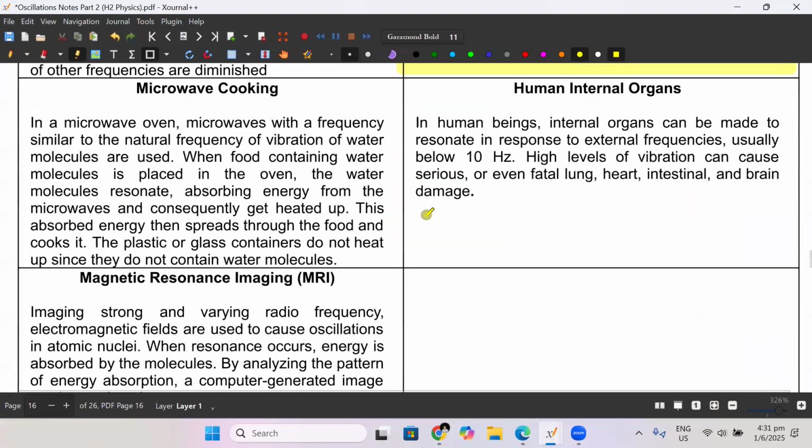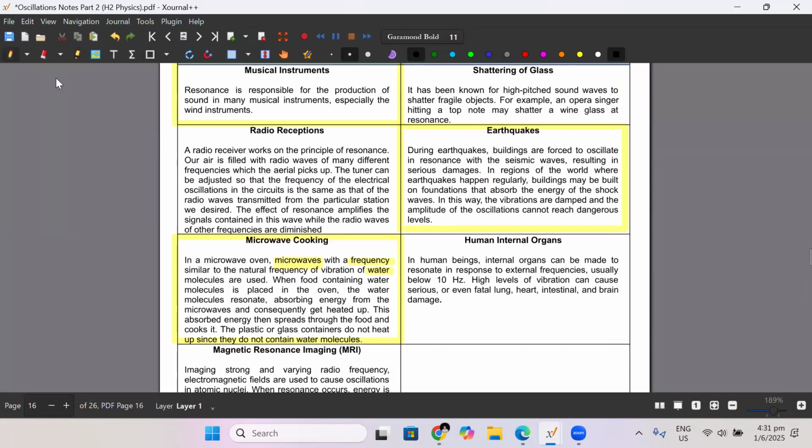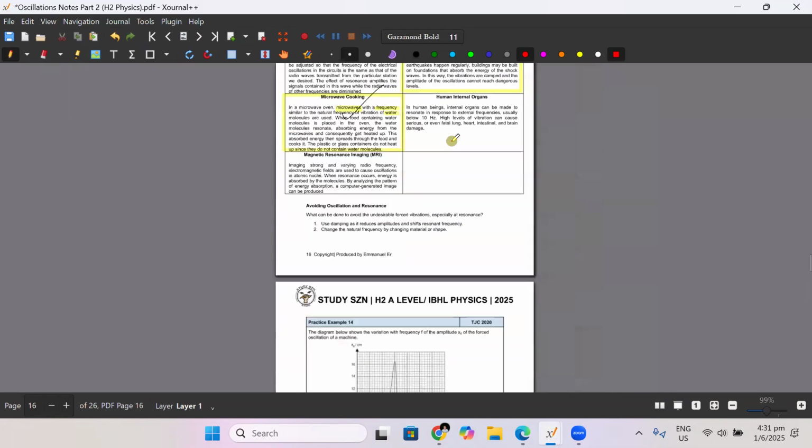You can also remember microwave cooking. Microwave cooking is easy. Basically, you send in microwaves which have a frequency near the natural frequency of water. Then the water molecules oscillate at a much greater amplitude, and they have higher energy, so they cook the food around them. So remember this and this, and if you're studying superposition, remember that too. Then we're almost done.